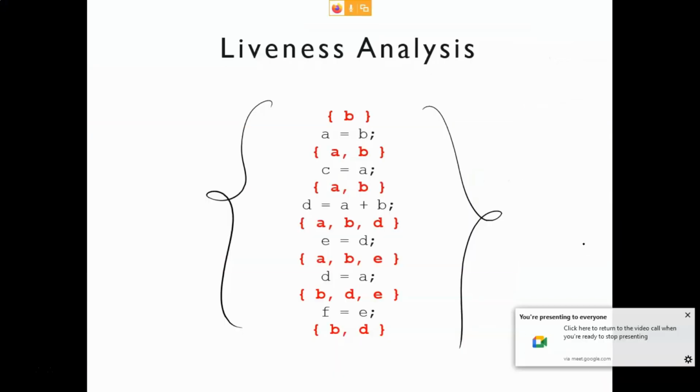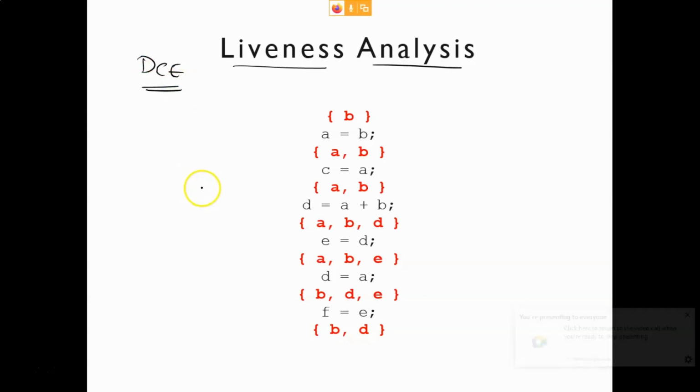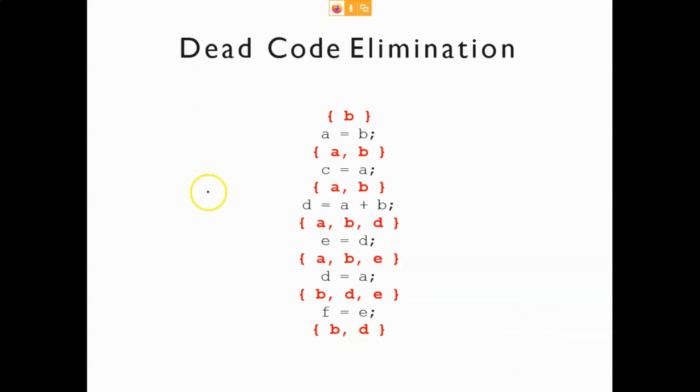Okay, is this point clear? So this is your liveness analysis. You can see this liveness analysis we do in the reverse order. So this is how we do the liveness analysis. Now after this, using this liveness analysis, we will do the dead code elimination. Let's see how to do it. Dead code elimination. So again we will go in the reverse direction.